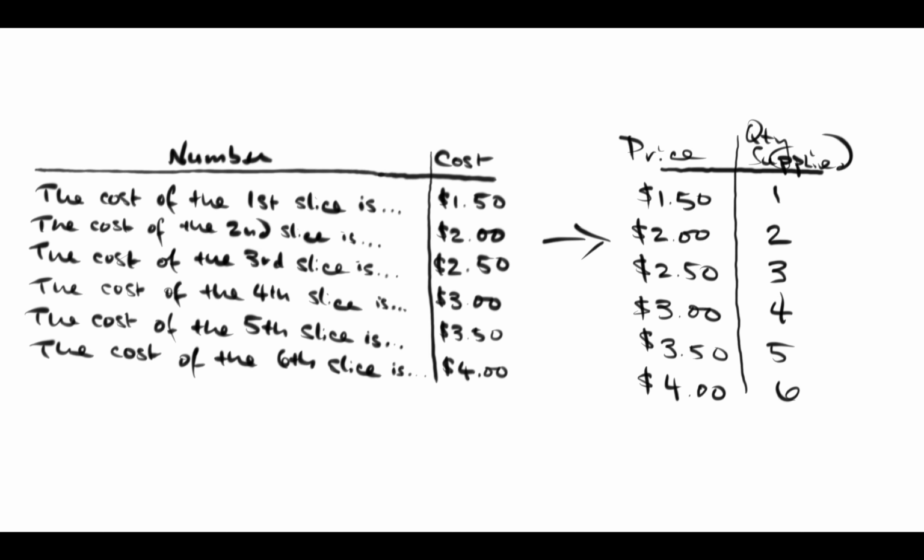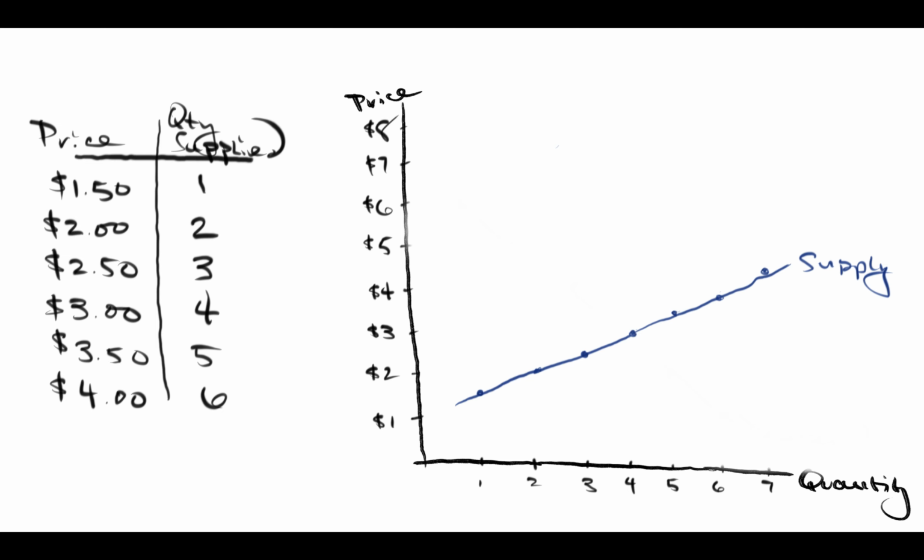Now, the very important thing is when we graph this table, we get a supply curve. The supply curve is the graph of the quantity supplied at each different price. So I've taken that table and I've simply graphed it. At a price of $1.50, 1 slice would be supplied. At a price of $2, 2 slices would be supplied, and so forth.